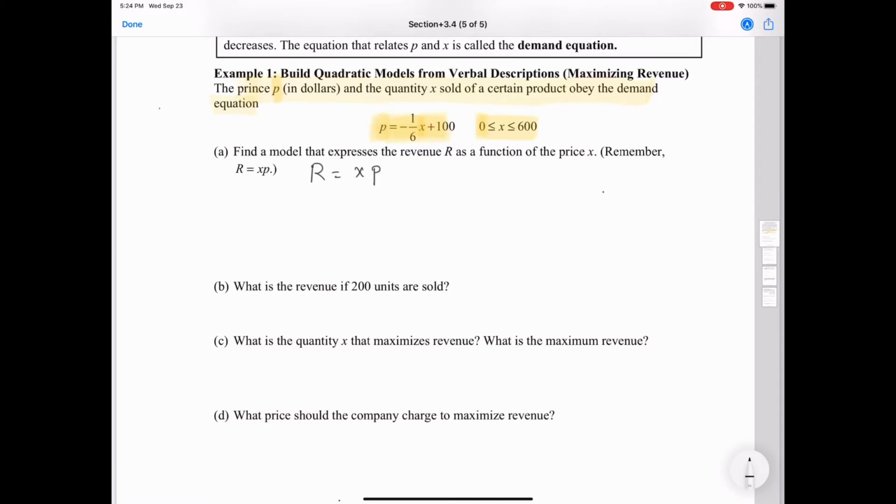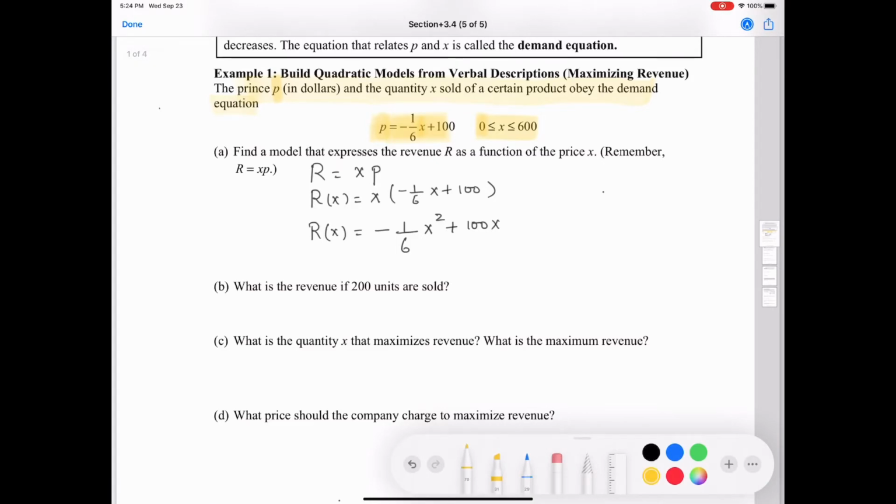So if I take the price function and plug it into this revenue function, I will get R of x equals x times negative 1 over 6 x plus 100. Clean it up and write the revenue function by distributing the x in. So I will get a 100x. And this is what they mean by creating a model of a revenue function.